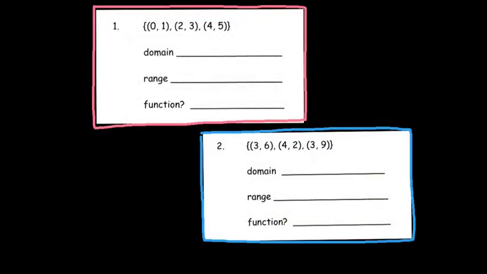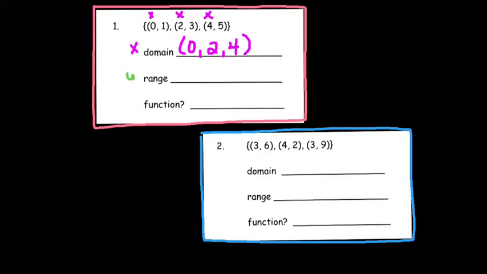Okay, so let's look at several examples now where we identify the domain and range and determine whether it's a function or not. So remember, domain are all the x values. So these are our first values in each of these set of ordered pairs. So remember, we write it in order from least to greatest, and we're going to separate it with parentheses. So we have 0, 2, and 4. Well, that is in order from least to greatest right now, so I'm going to write 0, 2, and 4 in parentheses. So this is my domain.